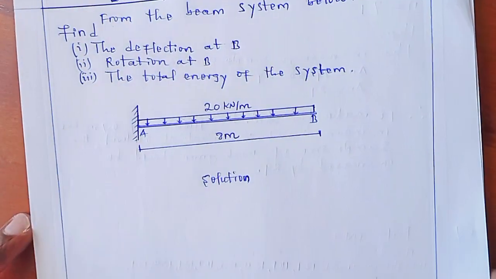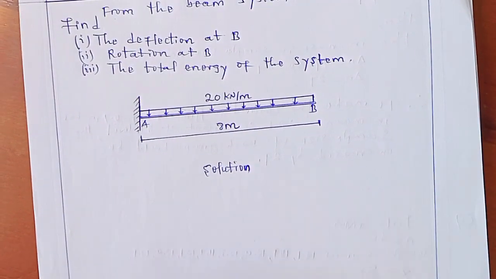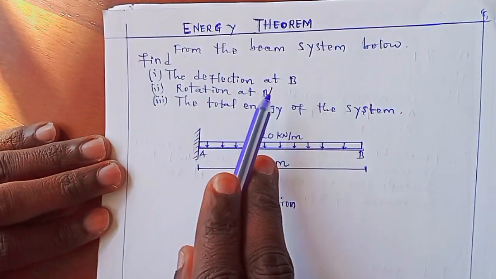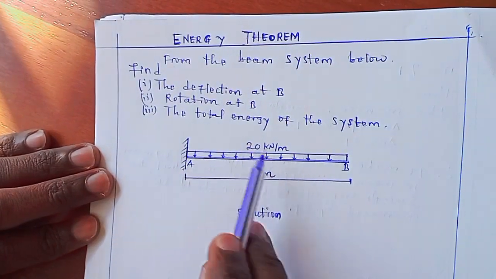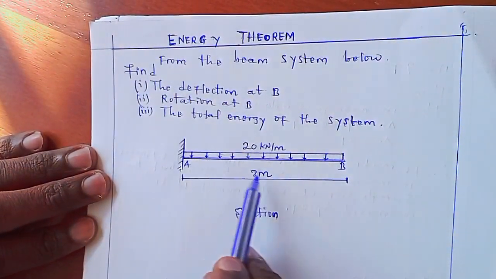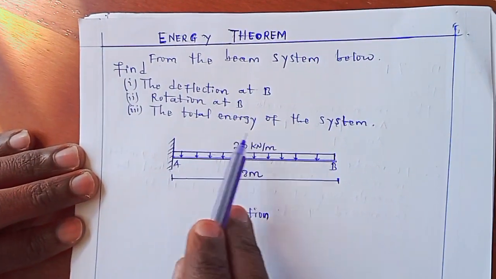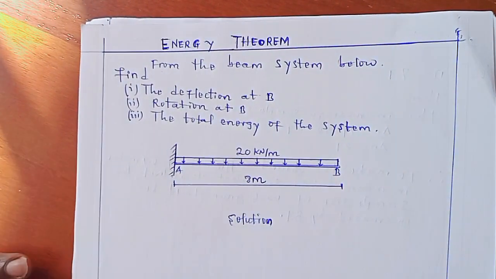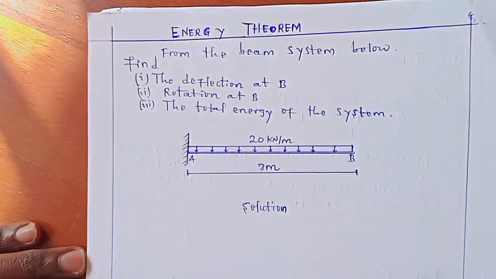Now let's start calculating this system step by step. Our problem is to determine the deflection at point B. This is a beam system. We're going to calculate the deflection at point B, the rotation at point B, and the total internal energy of the beam system.